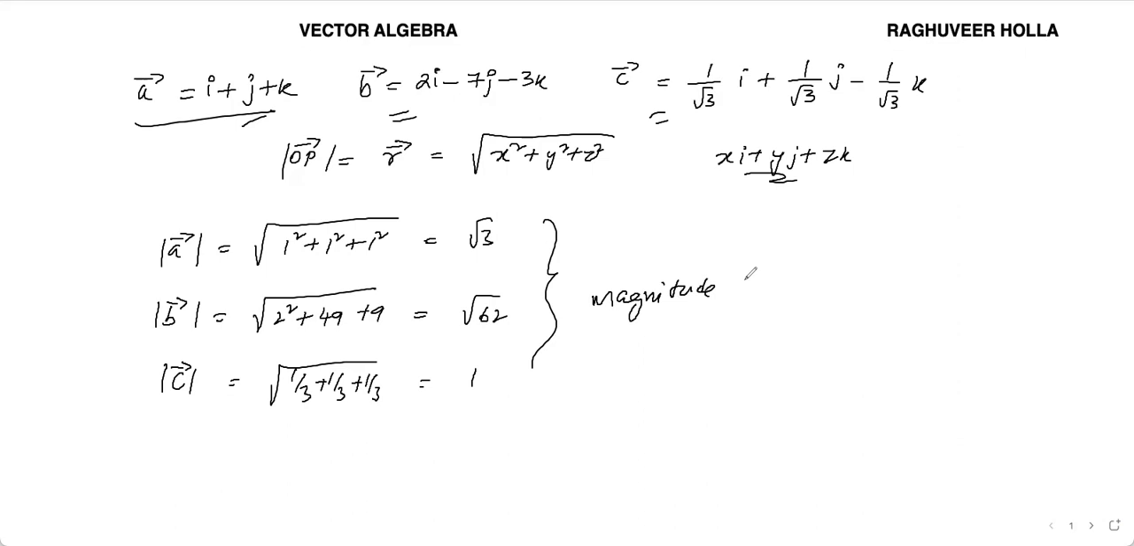Now let us look at one more example and try to understand another concept here. Suppose I've been given a vector A, which is I minus 2J plus 3K. Another vector, B, is 2I plus J minus 3K.